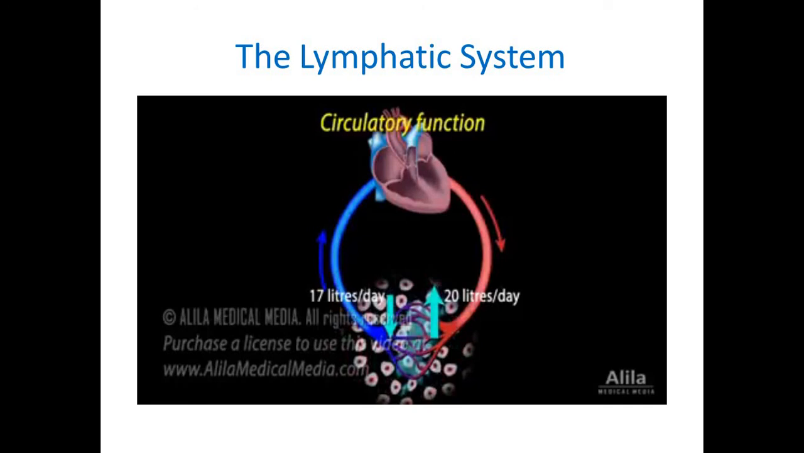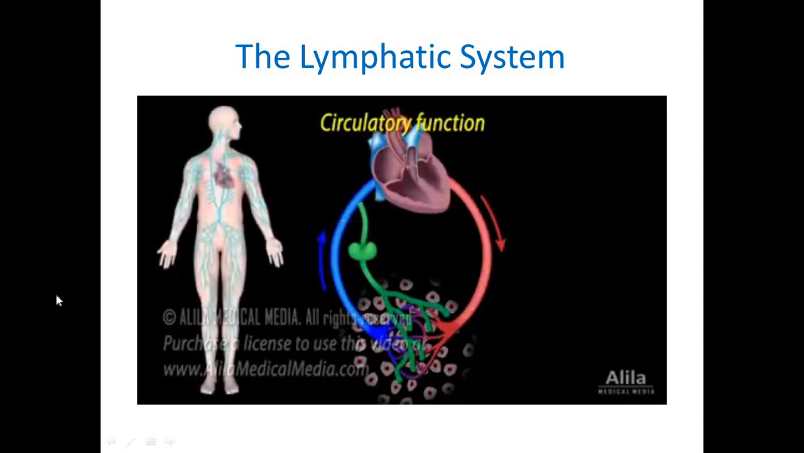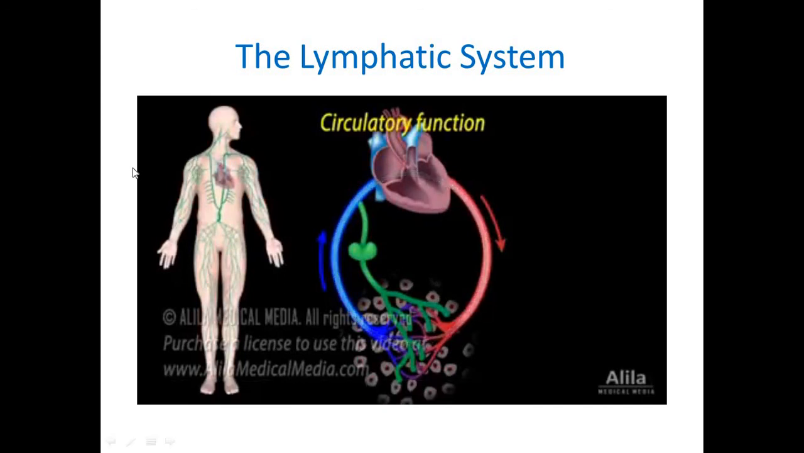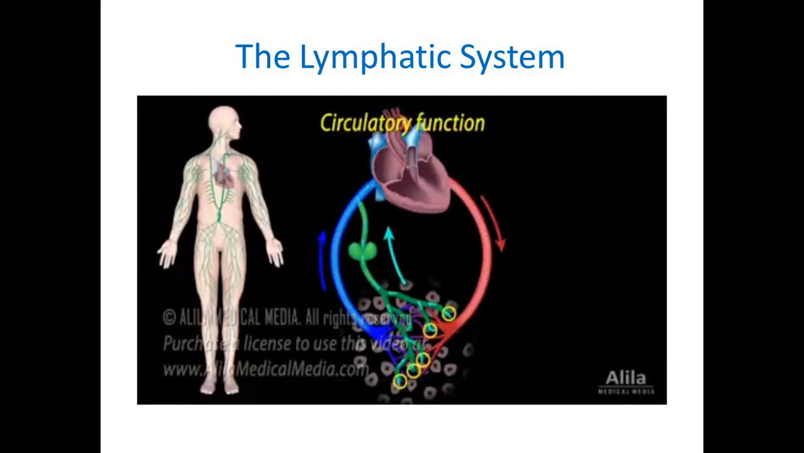However, not all of the fluid is drawn back to the bloodstream at this point. About 15% of it is left in the tissues and would cause swelling if accumulated. This is where the lymphatic system comes into play. It picks up the excess fluid and returns it to the circulatory system. Unlike the blood circulatory system, which is a closed loop, the lymphatic system is a one-direction, open-ended network of vessels.